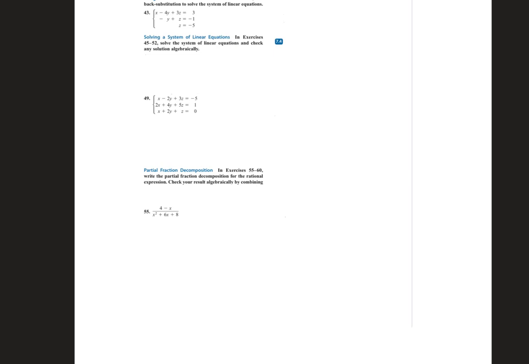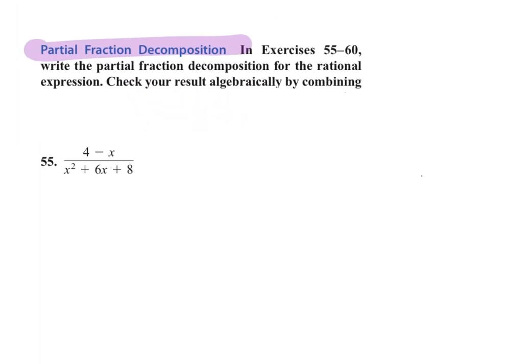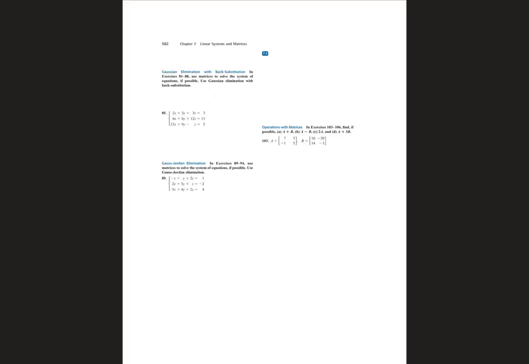One is 7.4, your partial fraction decomposition. So you remember these where you have to break your equations apart and put them over the factors of your denominator. And then find out what the bottom's missing, multiply it in the top, find out what the bottom's missing, multiply it in the top, and add them together. So all of that was in 7.4. That comes from that chapter here.